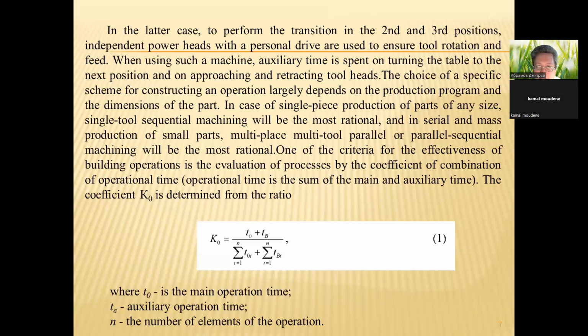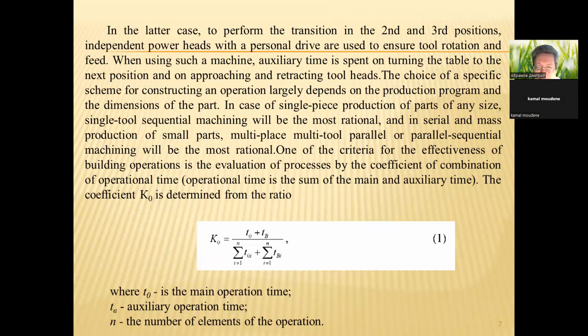In case of single-piece production of parts of any size, single tools, sequential machining will be the most rational. And in serial and mass production of small parts, multi-place, multi-tool, parallel or parallel sequential machining will be the most rational.